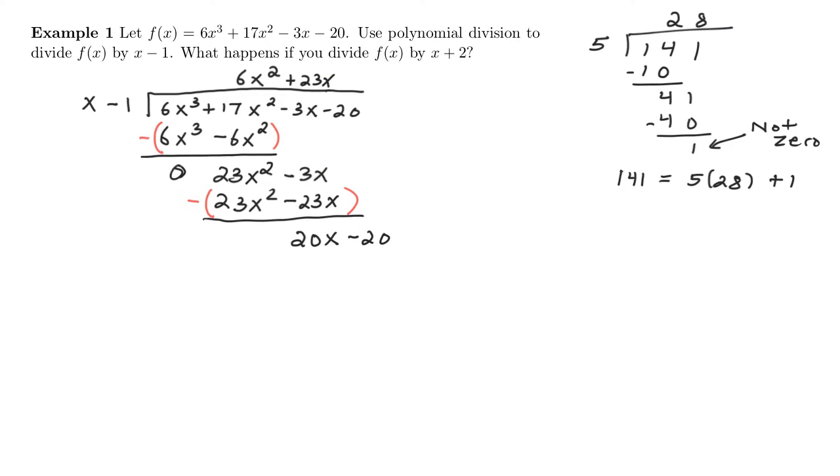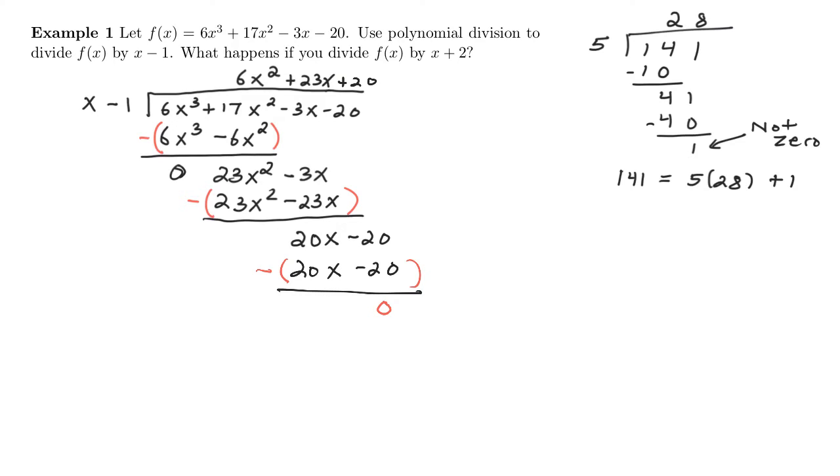Okay, we're at our last place value. This is our last step. I want to get a 20x by multiplying to x. Well, it's just going to be 20. It gives me 20x minus 20, which is perfect. These two things are identical. If I subtract them, I actually get a remainder of 0. This means that x minus 1 factors 6x cubed plus 17x squared minus 3x minus 20.